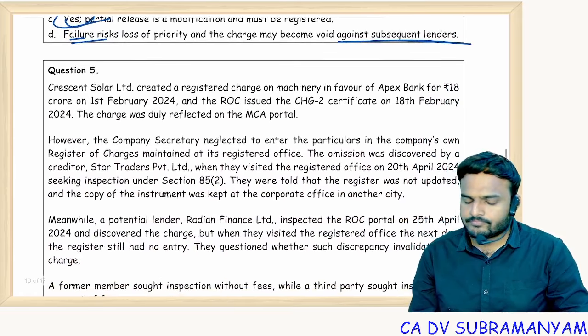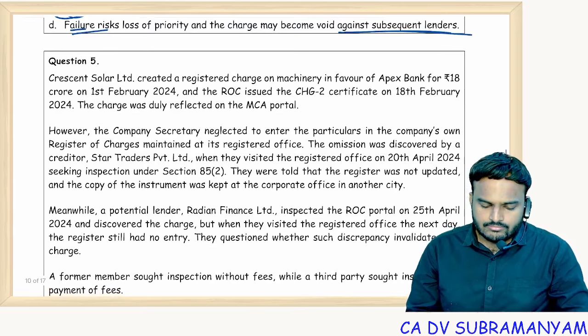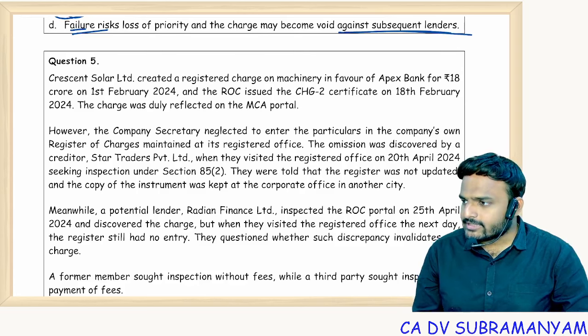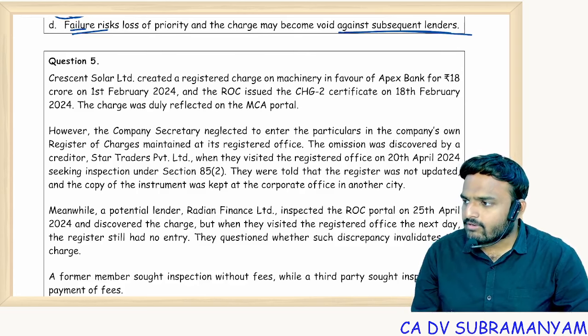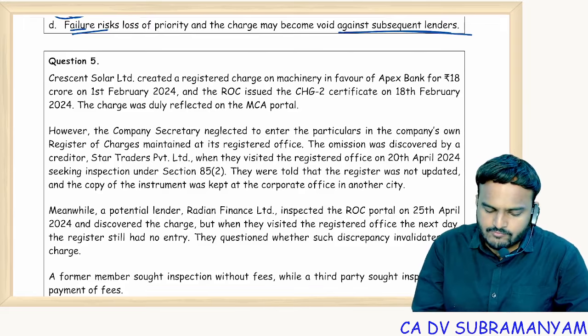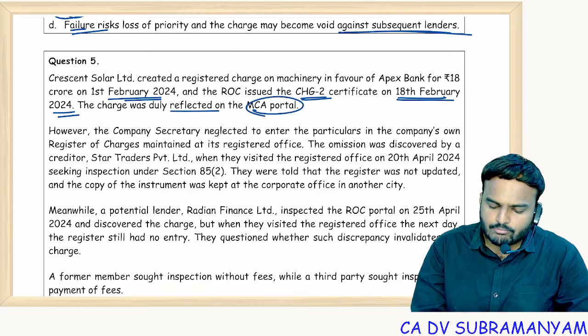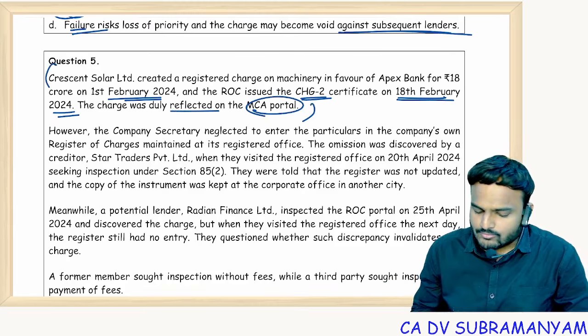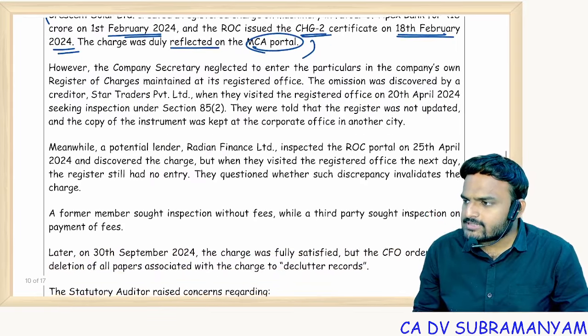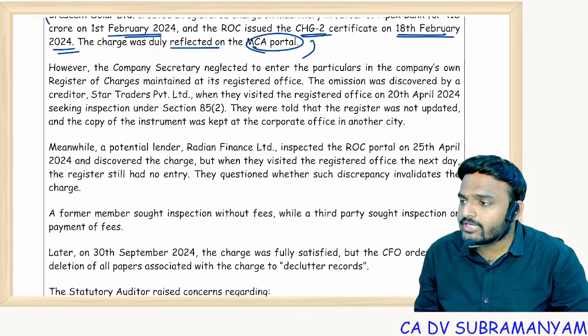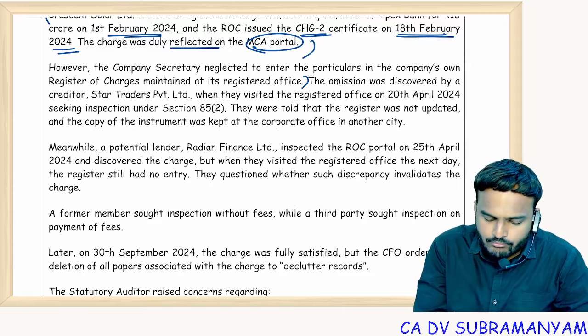Question 5. Crescent Solar Limited created a registered charge on machinery in favor of Apex Bank for 18 crores on 1st February 2024. ROC issued the CHG-2 certificate on 18 February 2024 itself. The charge was duly reflected on the MCA portal. However, the CS neglected to enter the particulars in the company's own register of charges maintained at its registered office. This is an important point.